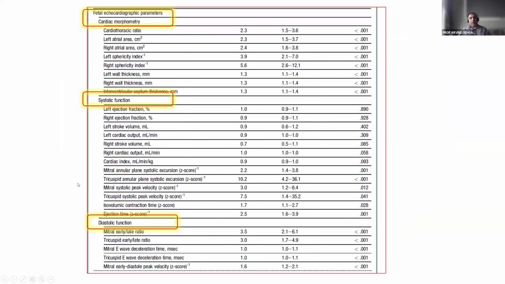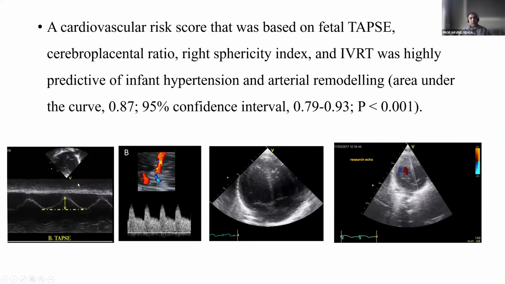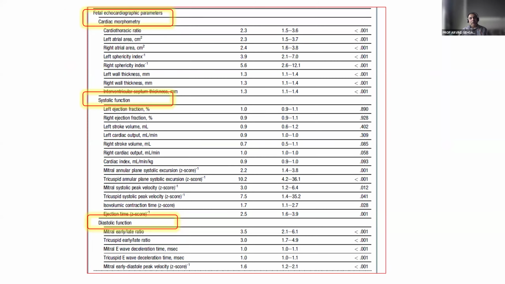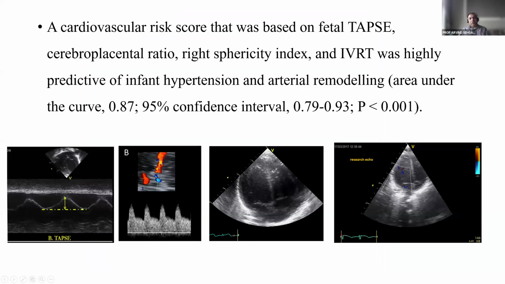When you look at the cardiac morphology and systolic and diastolic function, it is the diastolic function which has a very strong univariate correlation with the outcome they are looking at. And not so much with ejection fraction, not so much with LV stroke volume, and not so much with left-sided cardiac output. So based on this study, they created a fetal score.